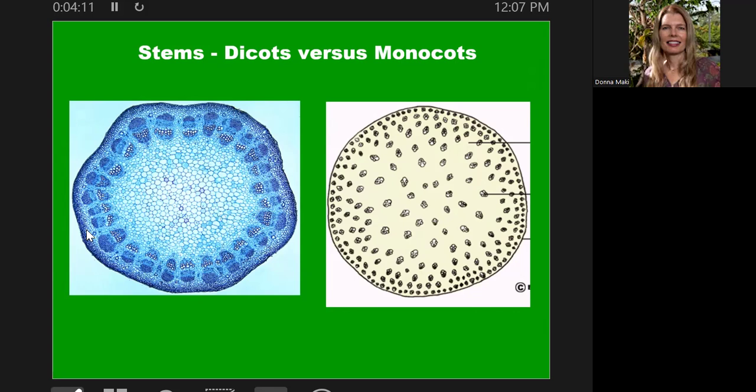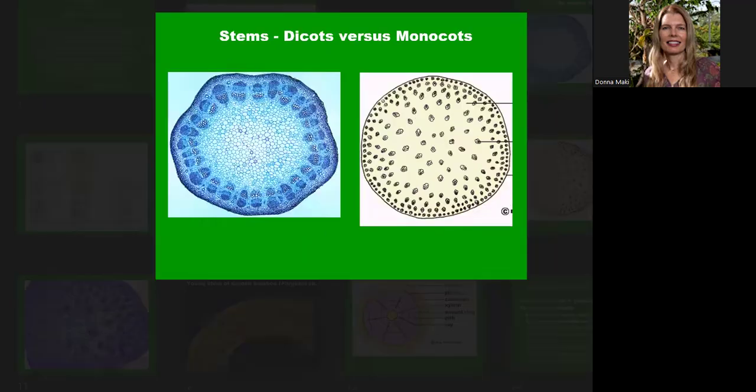And then on the right, you're seeing the idea of the monocot stem, where instead of any definitive pattern, you just have this scattering of vascular tissue in small little bundles. So we'll look at that as well.